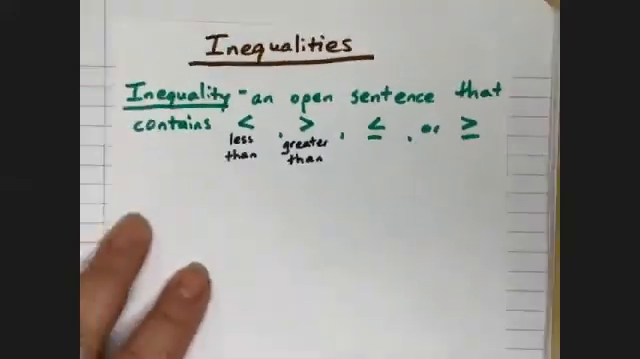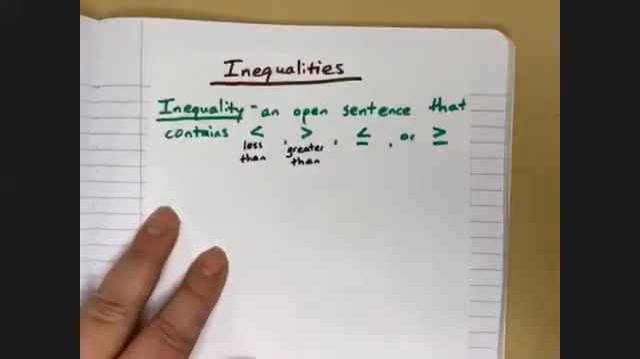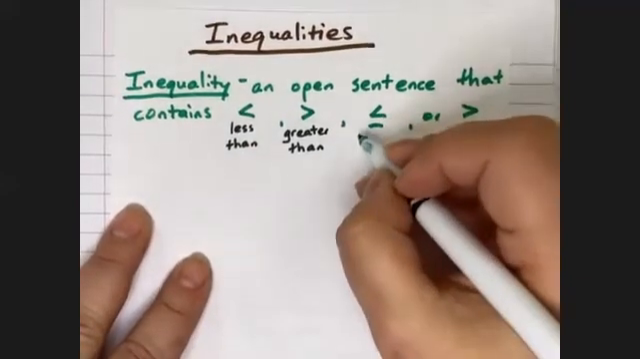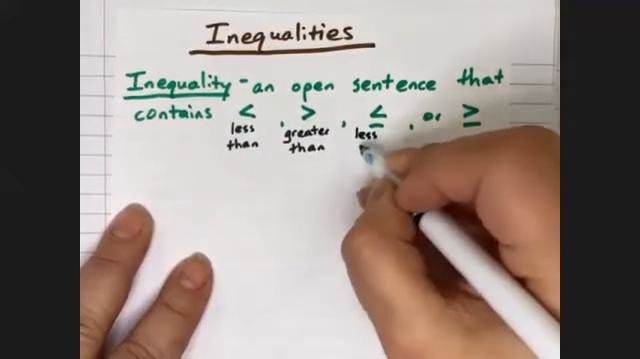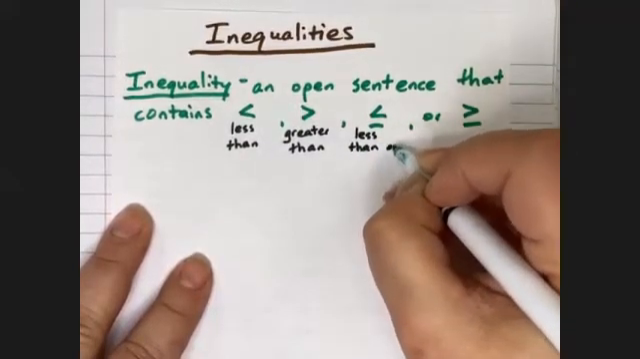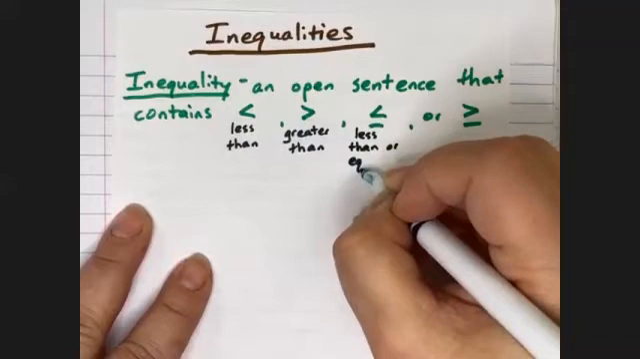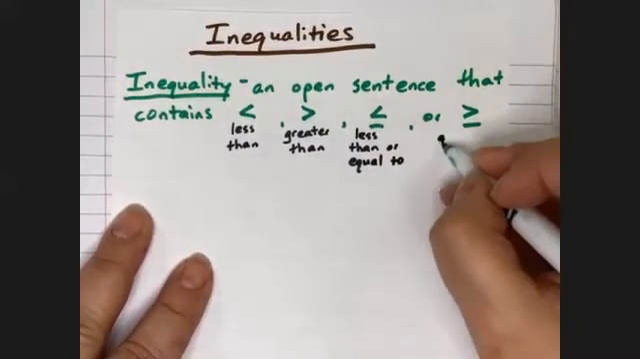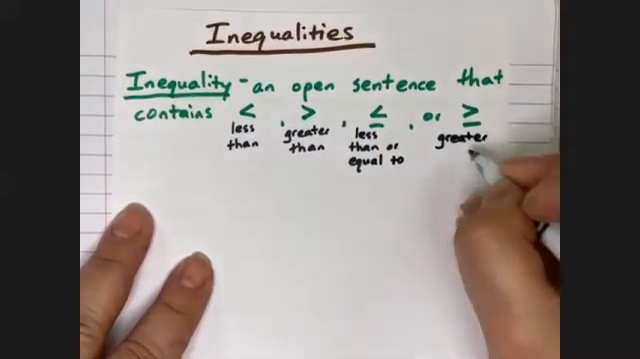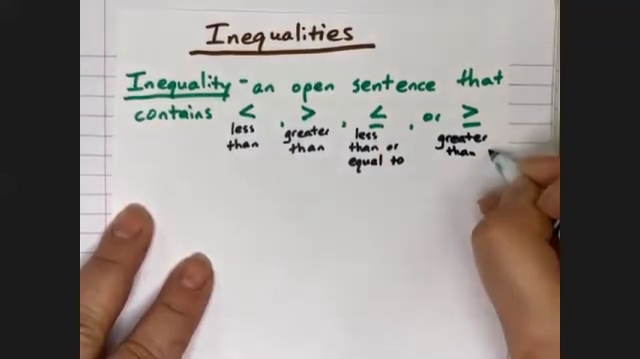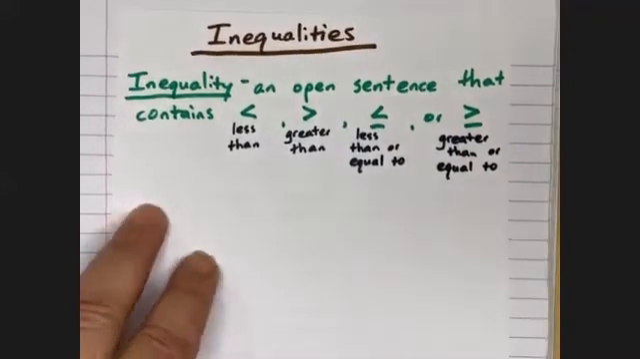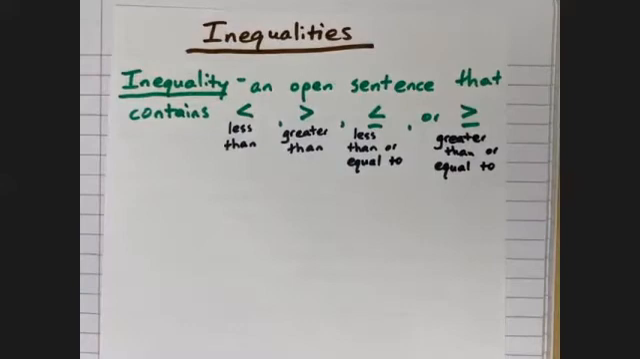So this is the less than. So it's going to be less than or equal to. And this one has the greater than. So it's going to be greater than or equal to. All right. So that's how you read those symbols.